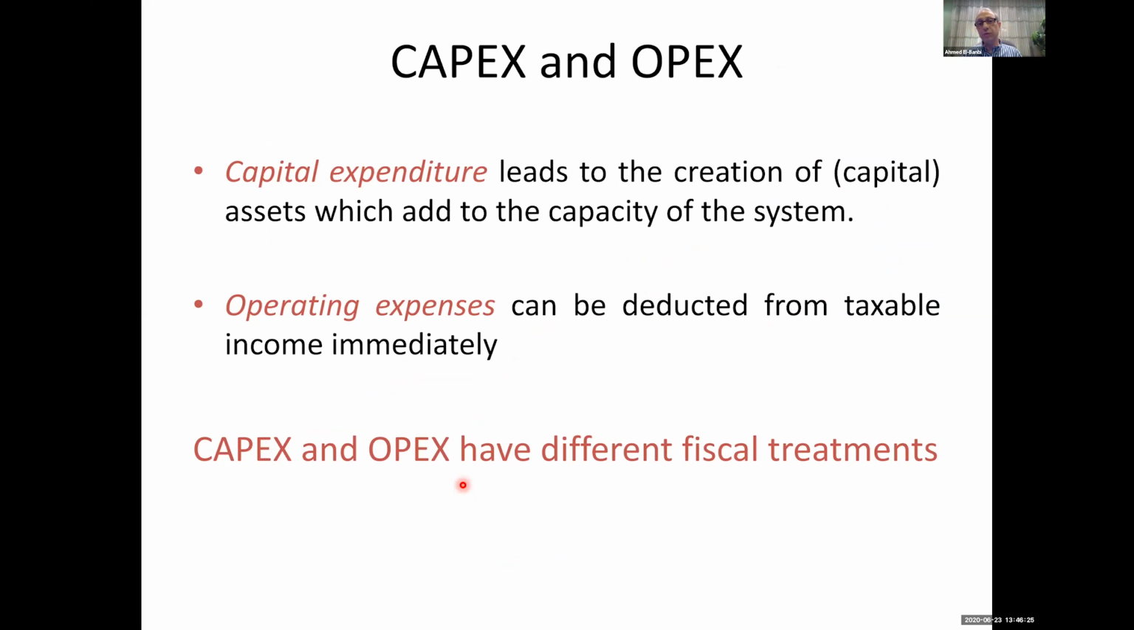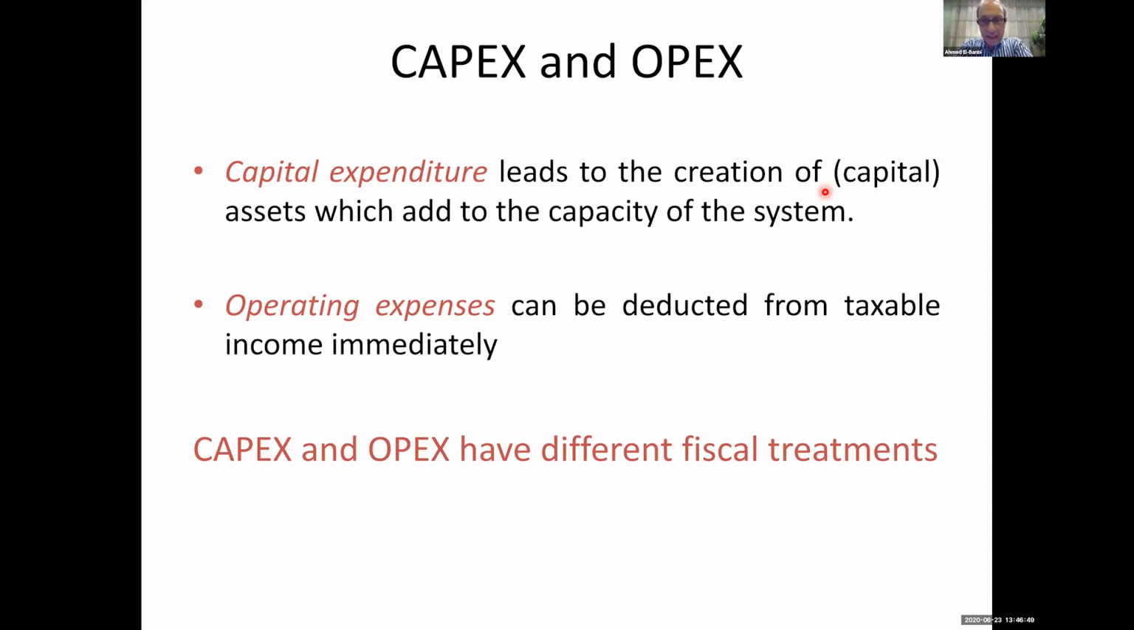All right, let's move now to what we mean by Capex and Opex for the oil business. Capital expenditure, these are the expenses that lead to the creation of capital or the creation of assets which add to the capacity of the system. This is the book definition.